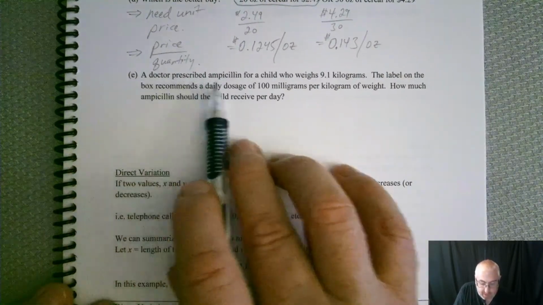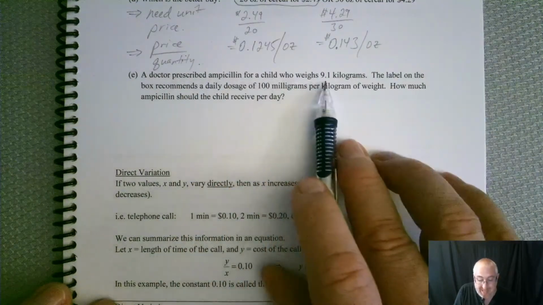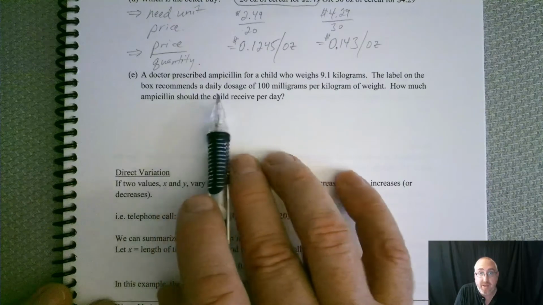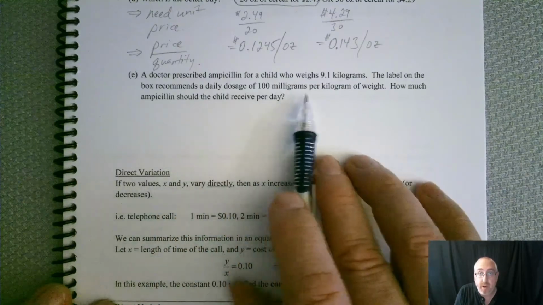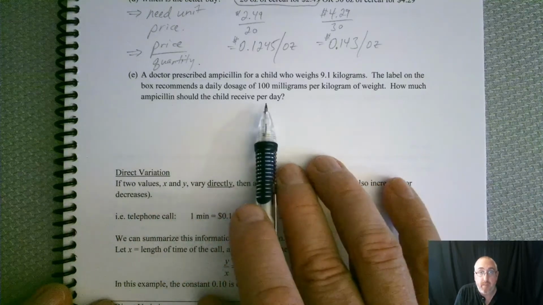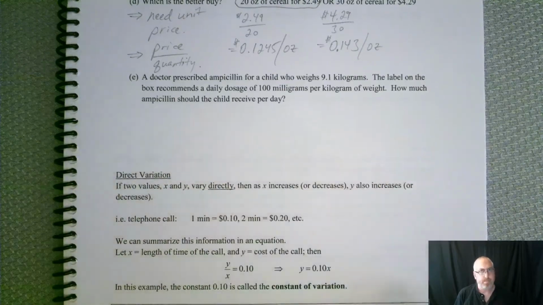A doctor prescribed ampicillin for a child who weighs 9.1 kilograms. The label on the box recommends a daily dosage of 100 milligrams per kilogram of weight. How much ampicillin should the child receive per day? Now, some of you nursing students already know how to do this, which is great, but here's the mathematical way I would show you how to do it.